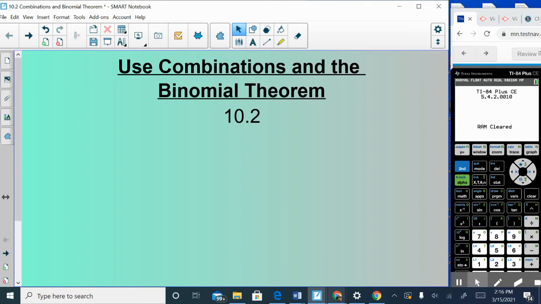10.2 actually covers two different things: combinations first, and then the binomial expansion theorem. There are going to be two different lectures on this. The first one is just going to be combinations, focusing on the difference between combinations and the other methods previously taught in section 10.1, and then a separate lecture on the binomial expansion theorem.